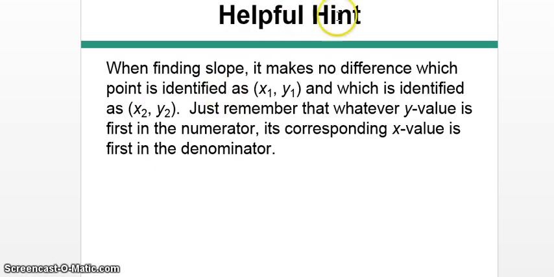Some helpful hint: when finding slope, it makes no difference which point is identified as (x1, y1) and which is identified as (x2, y2). Just remember that whatever y value is first in the numerator, its corresponding x value is first in the denominator.